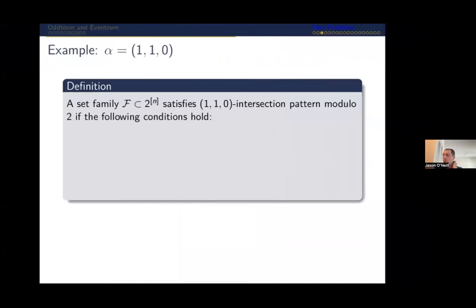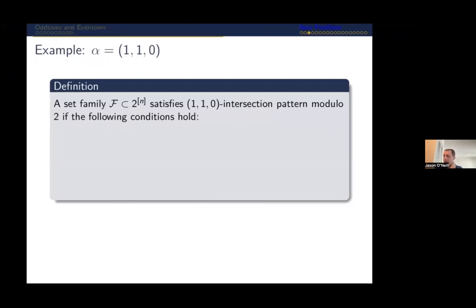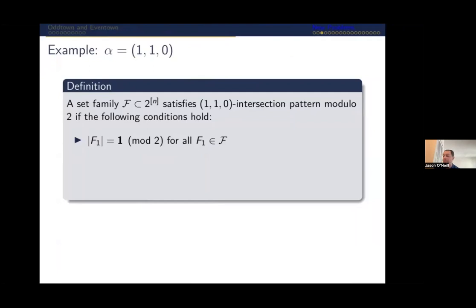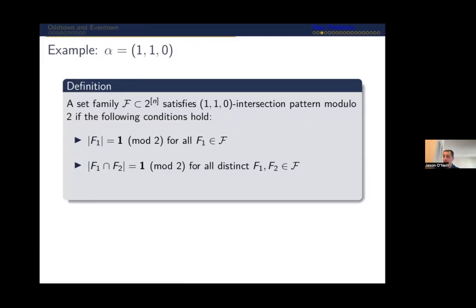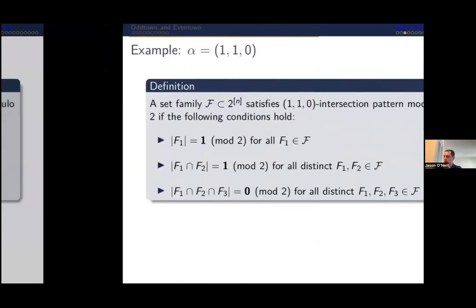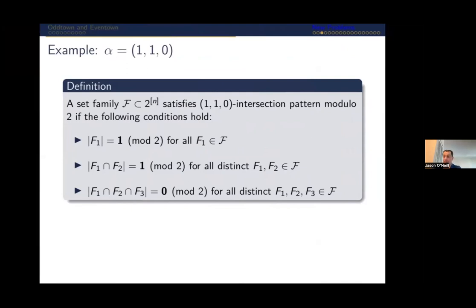Let's see a truly new problem. So we're looking at alpha equal to (1, 1, 0). A set family is going to satisfy that intersection pattern if the sizes of the sets are 1 mod 2, that's that condition there. The pairwise intersections are also 1 mod 2. And now the 3-wise intersections are going to have size 0 mod 2. So this is a new problem.